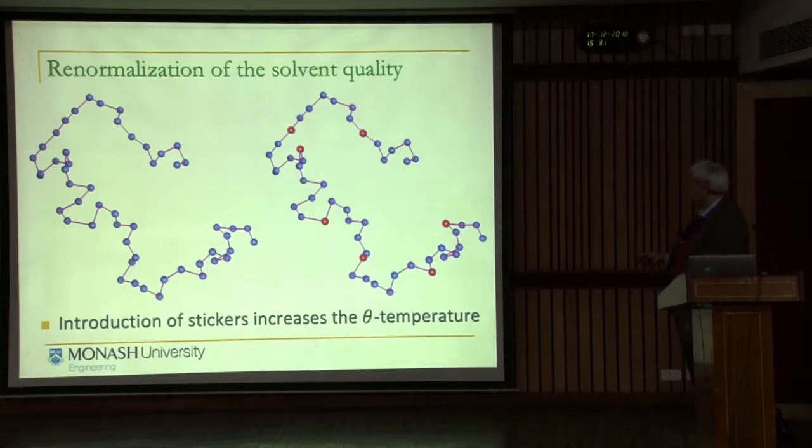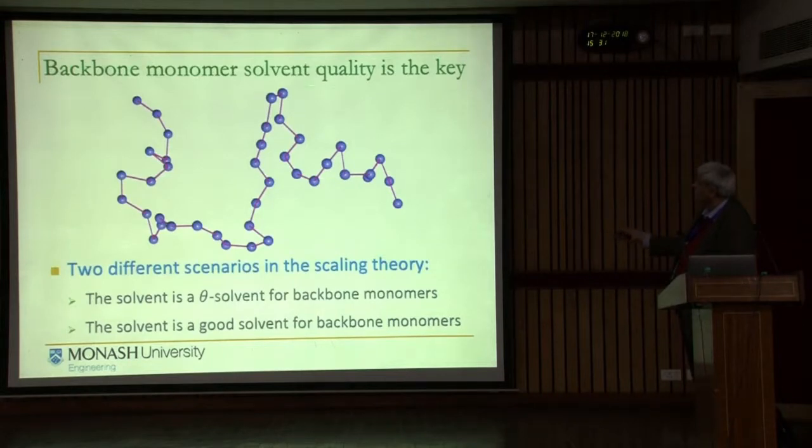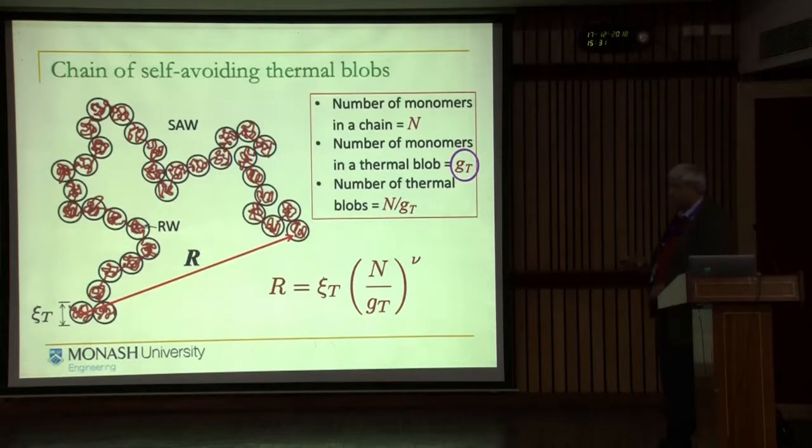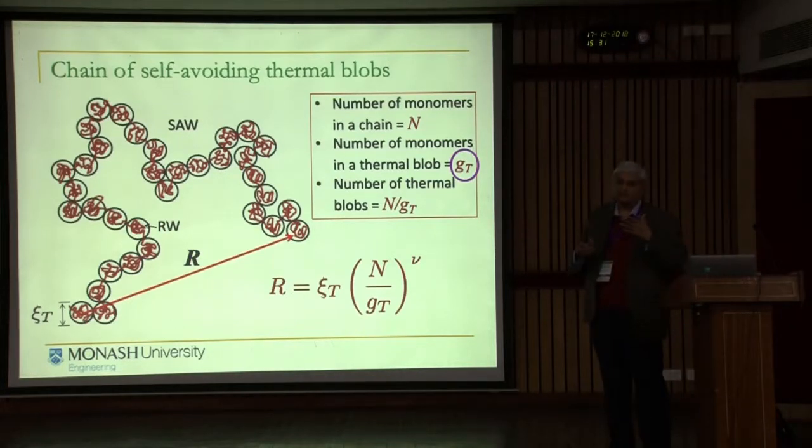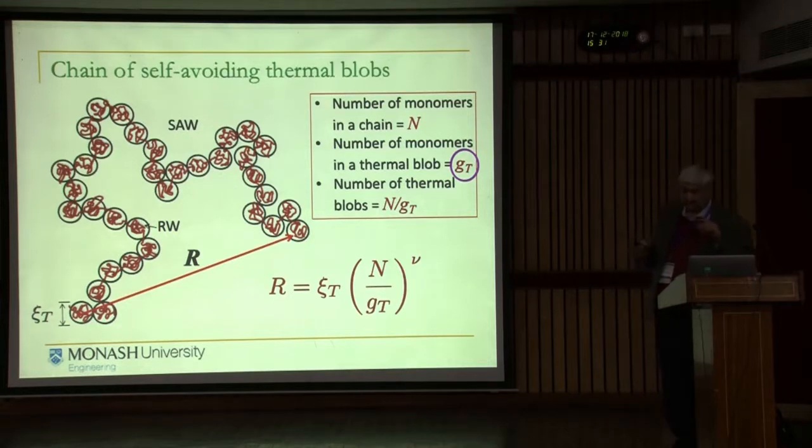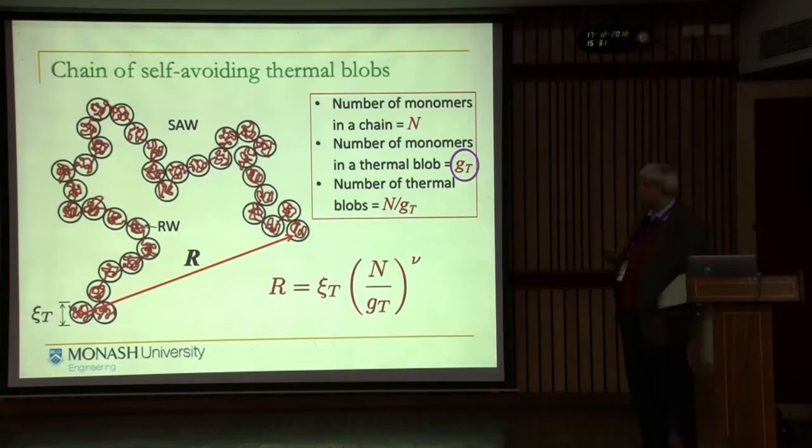However, as far as the scaling theories are concerned, they're only worried about the backbone monomer solvent quality. So in all the theoretical predictions, they do not directly treat the fact that your theta temperature is raised. And obviously then they consider two possibilities. One where your solvent is a theta solvent for the backbone, and another where the solvent is a good solvent for the backbone, okay? Now, in order to explain the scaling theories, I have to give you a little bit of background and notation so that I can set the stage to explain what their predictions are.